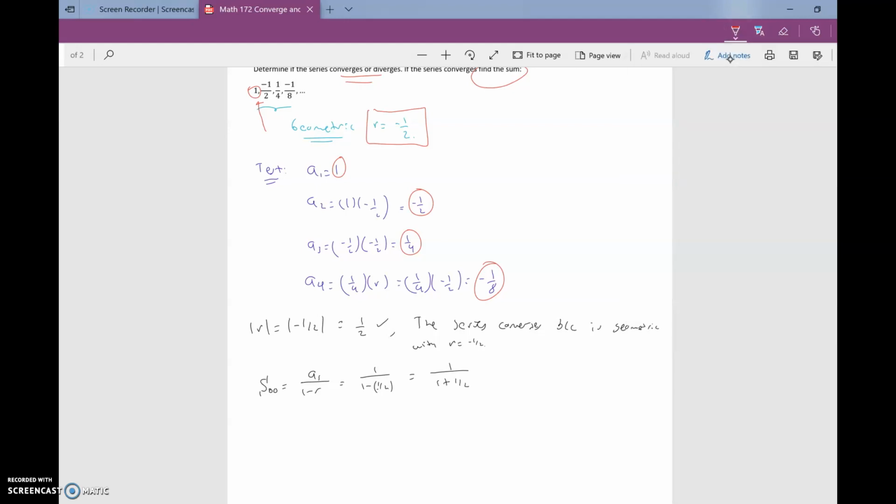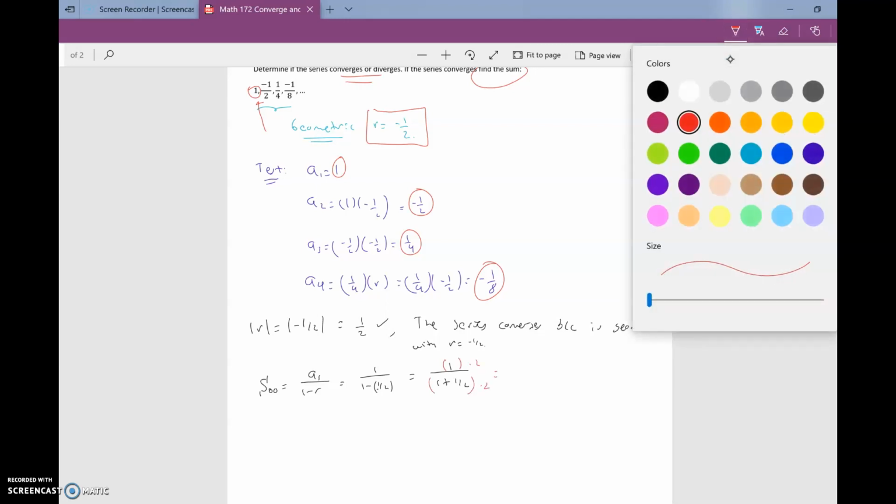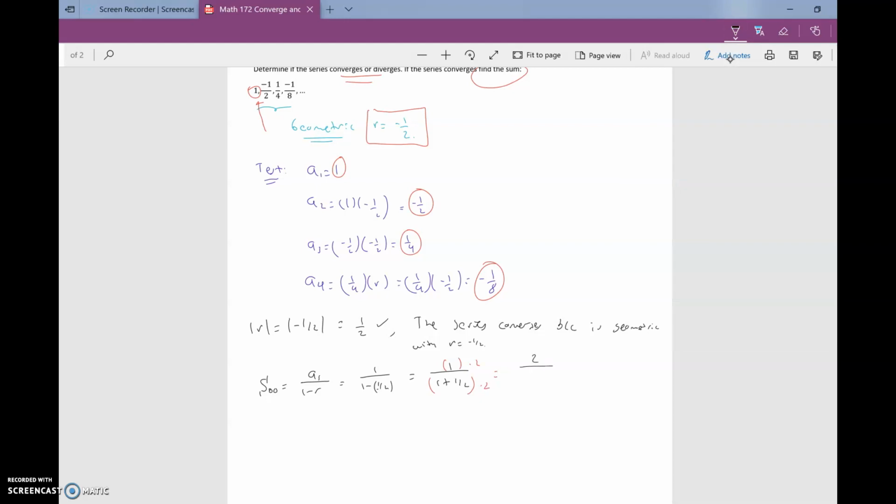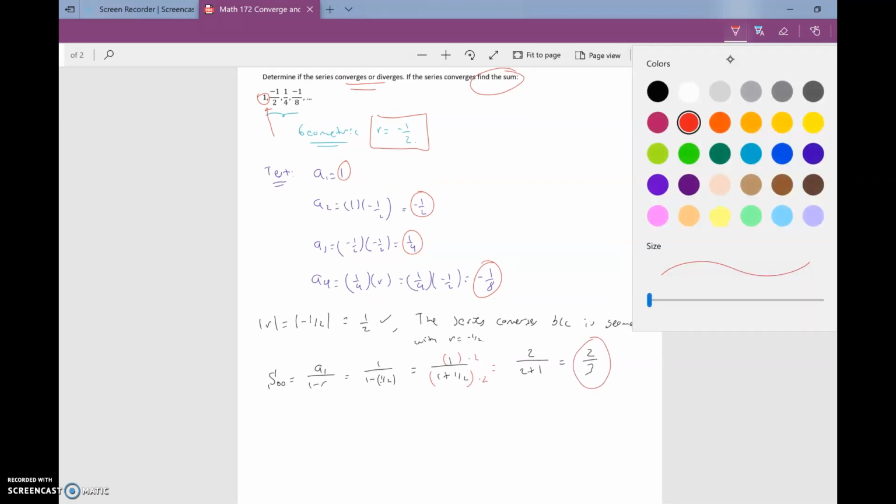Let me multiply top and bottom by 2 so that we end up with 2 on the top. This is going to be 2 plus 1. I'm getting 2/3. So in this case, the series converges to 2/3.